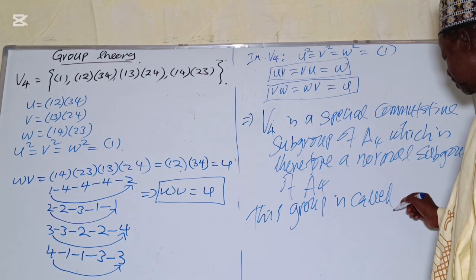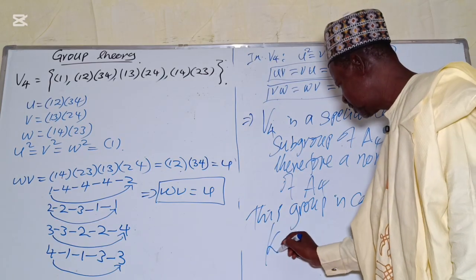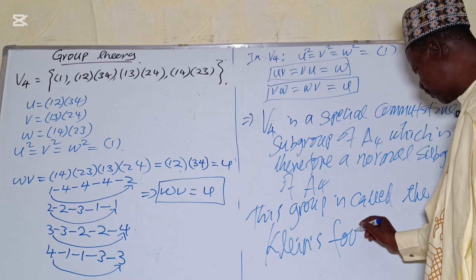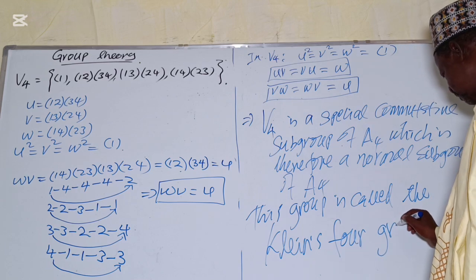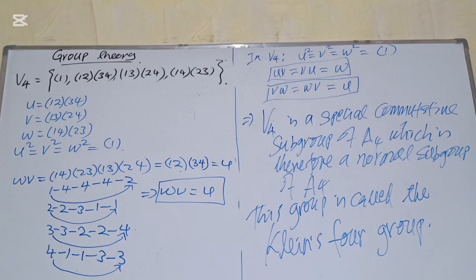Now this group has a name. It is called the K-4 group. Okay. In honor of a mathematician, Klein. Remember the Klein table in topology and geometry. So this group is called the K-4 group, and it has these very special properties.